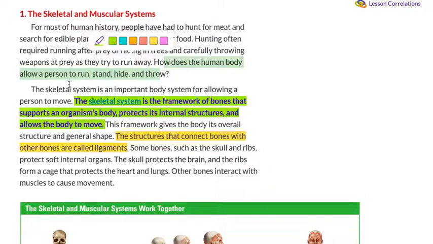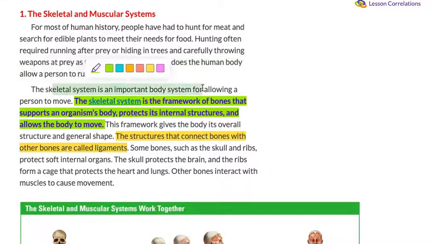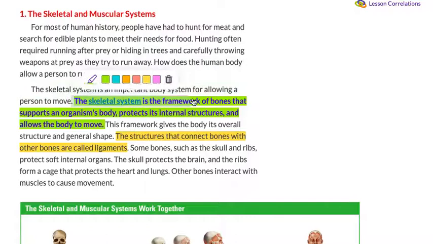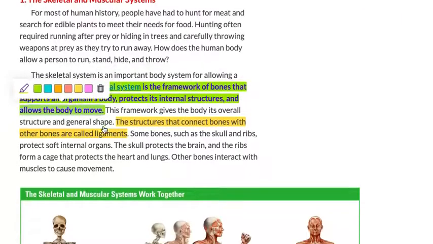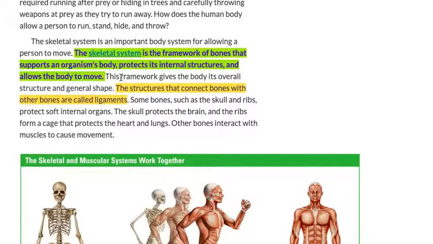The skeletal system is an important part of the body for allowing a person to move. The skeletal system is the framework of bones that supports an organism's body, protects its internal structures, and allows the body to move. This framework gives the body its overall structure and shape.